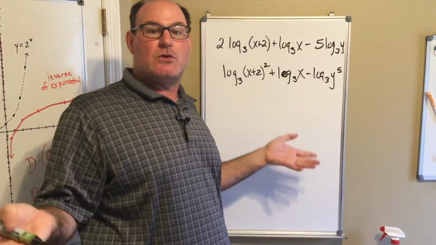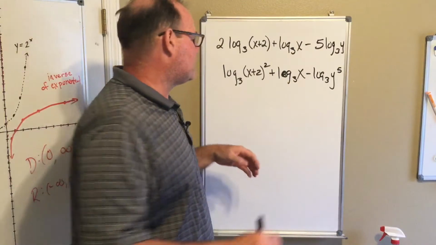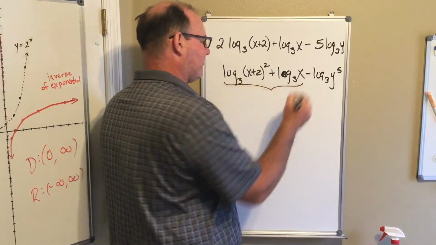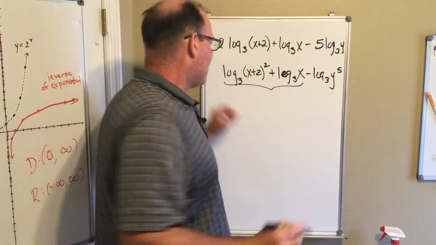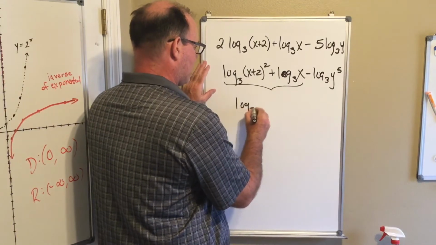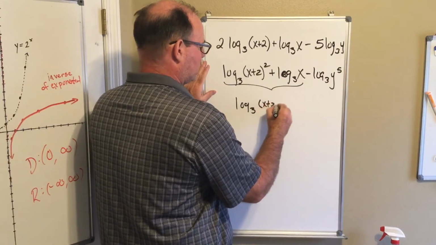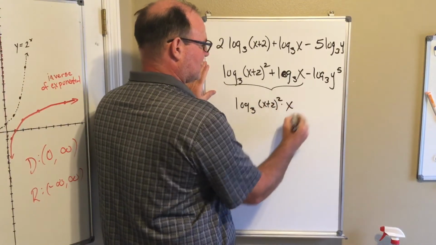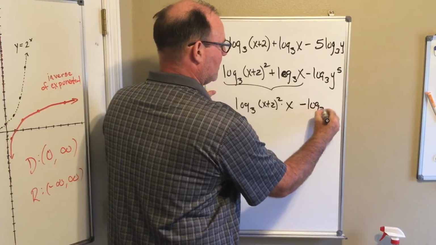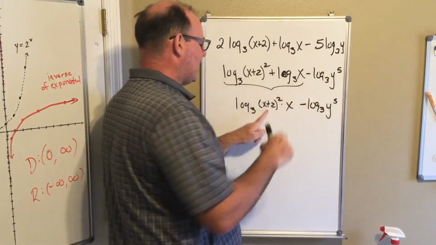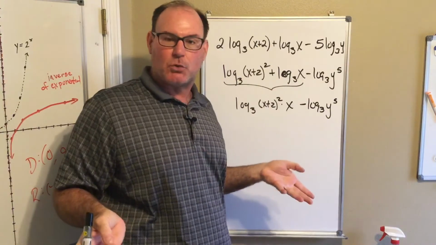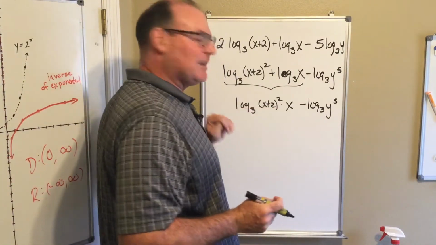And so, again, you can do this in as many or as few steps as you need to. I'm just going to go ahead first and perform the product rule. And so I have log base 3 of (x plus 2) squared times x. There is no need to go ahead and FOIL this out. That's just extra work that is unnecessary. So I'm going to leave it like that.